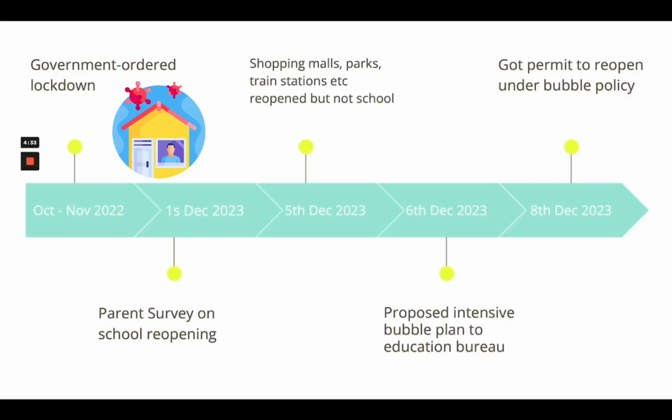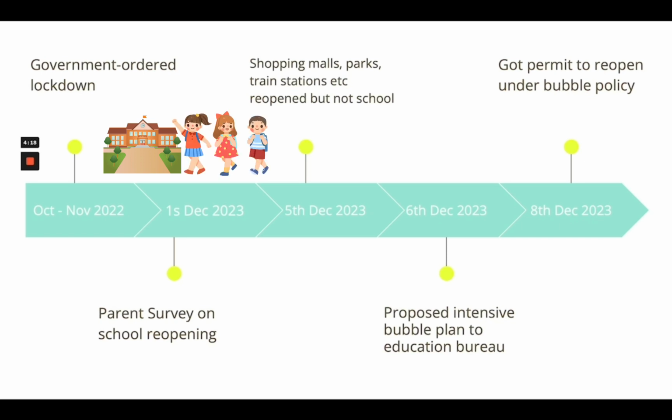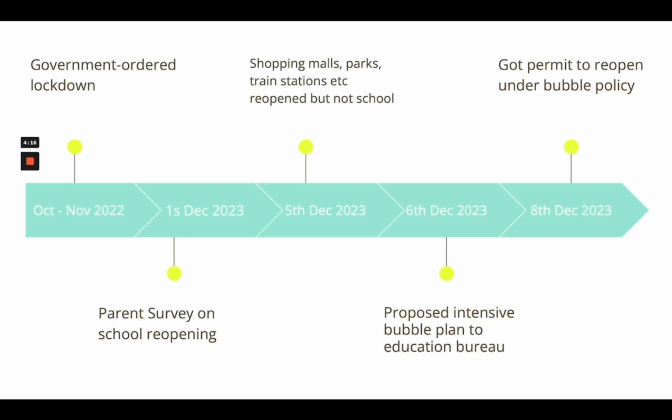Our city was under lockdown during October and November last year. Schools were not allowed to open. As the only international school in the city, we considered that we have a big campus with a limited number of students. We believed we could isolate students in bubbles to minimize the effect of COVID infection. We did a survey among our parents and it showed that over 70% of them agreed on school reopening.